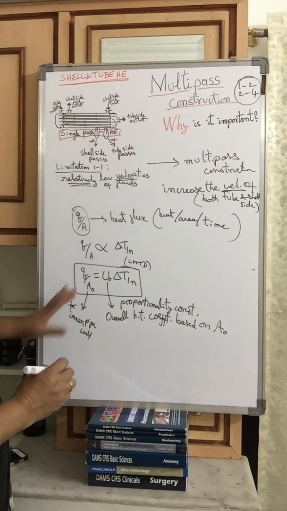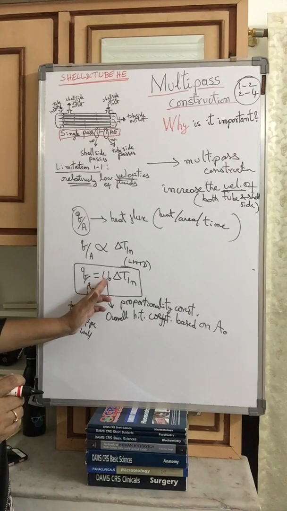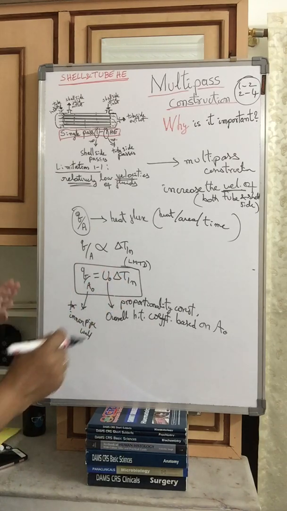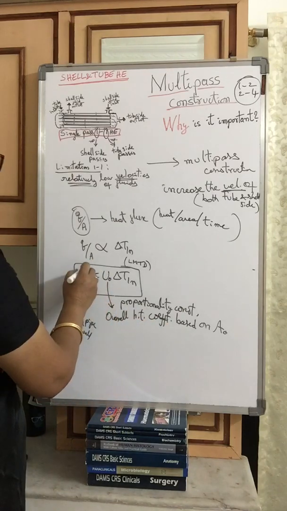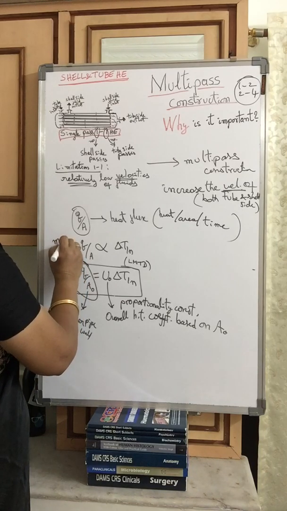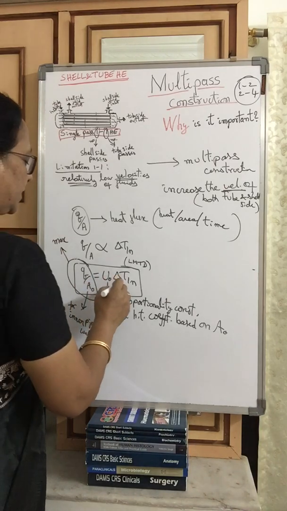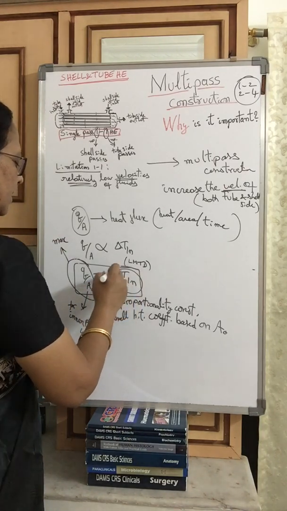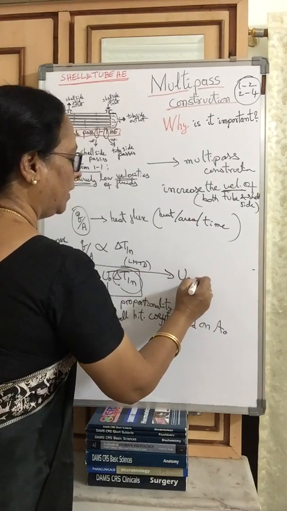Okay. So we know this heat flux is equal to U naught delta T Ln. In any heat exchanger design, we need to have this as maximum as possible. Q by A, heat flux, should be as maximum as possible. So for the given temperature differences, what should be increased? U naught needs to be increased.